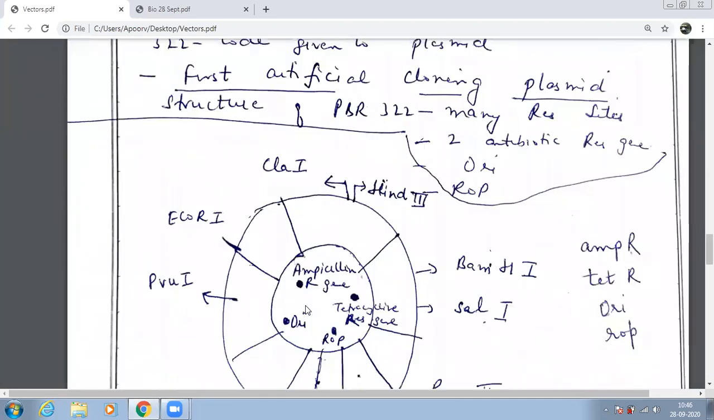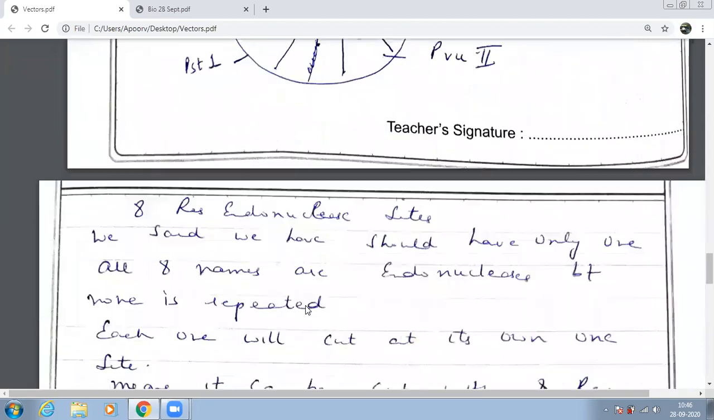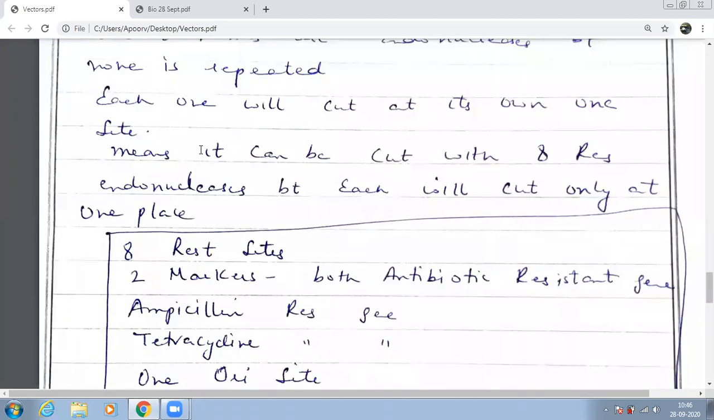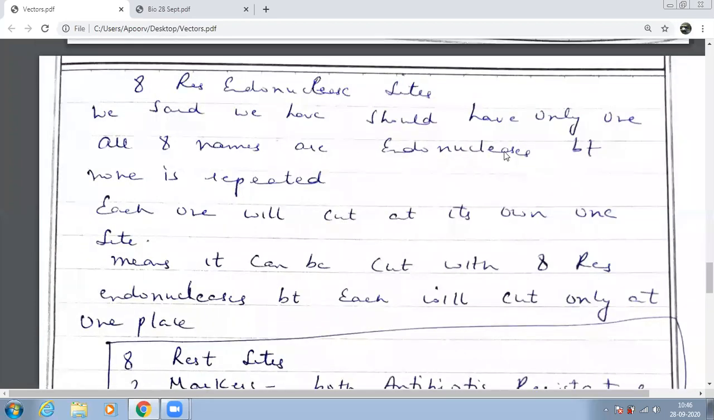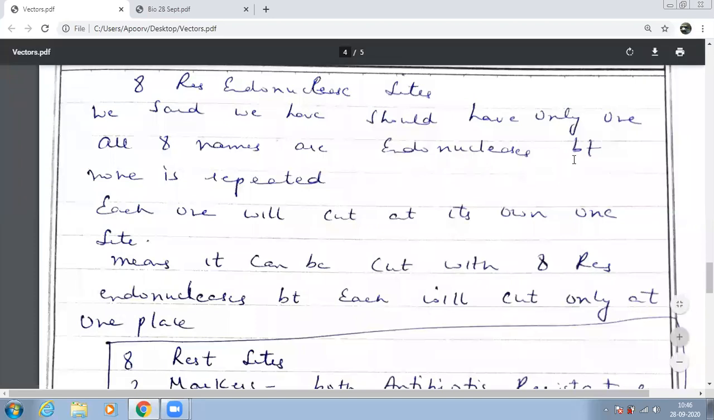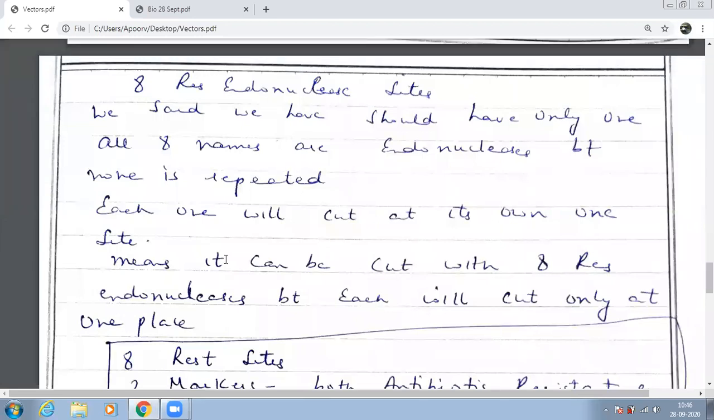But in PBR322, we have how many restriction sites? 8 restriction sites. Now listen carefully. The most important thing is that all 8 names are endonucleases, the ones I did with you, Hind3, Cla1 and so on, but none of them is repeated. Can you see? All 8 are there, but none is repeated. Meaning each one will cut at its own 1 site only. It can be cut with 8 restriction endonucleases, but each will cut only at 1 place. No restriction endonuclease is repeating.